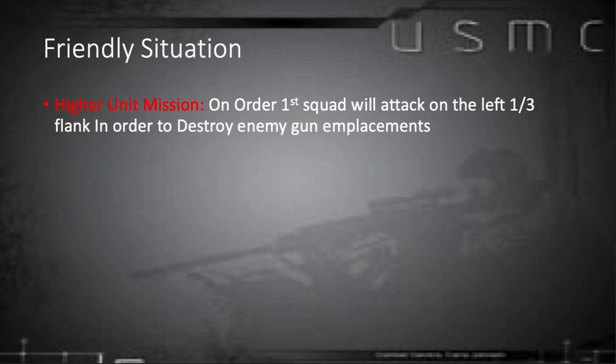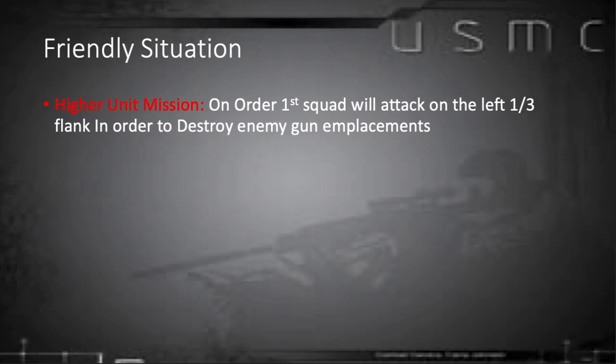So in this instance, we're a fire team, and our higher unit is first squad. So, on order, first squad will attack on the left 1/3 flank in order to destroy enemy gun emplacements. Okay, so we know what our overall squad's objective is, what we're doing in the big picture. That's what higher unit mission is. What is the next unit above us doing? If we're a squad, what's our platoon doing? If we're the platoon, what's the company doing? And so on, all the way up.